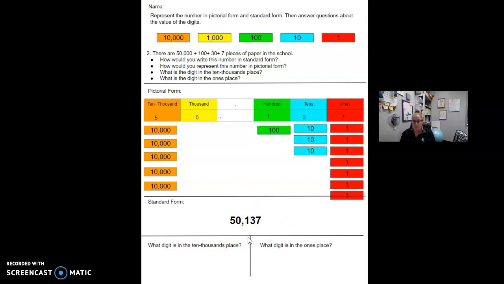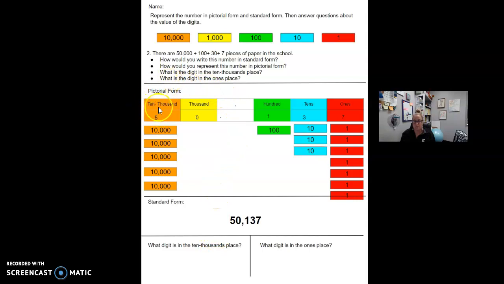Now there are 2 more questions just to make sure we're good with our place value chart. So my first question is, what digit is in the 10,000s place? Now remember from our vocabulary we talked about digit. Digit is just the number that is written, not the value. So what digit is in the 10,000s place? Well, let's go back to our place value chart.